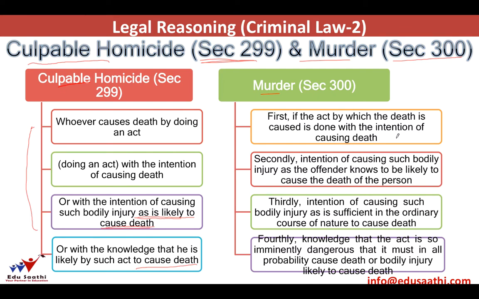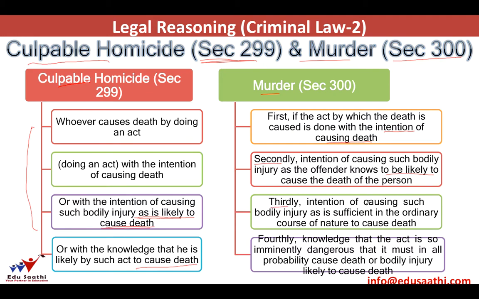Murder, section 300 defines it as, first, if an act by which the death is caused is done with the intention of causing death. So in this case, the death is already done and there was the intention of causing such death. Secondly, intention of causing such bodily injury as the offender knows to be likely to cause the death of the person. So here also the offender is under the knowledge that the injury which he is inflicting upon the person would result in the death of the person. This is the second ingredient.